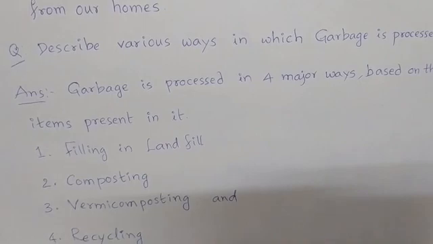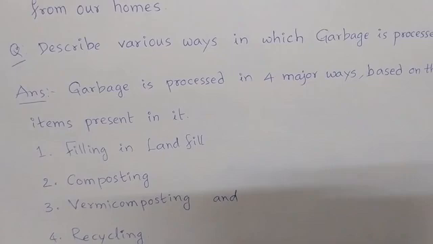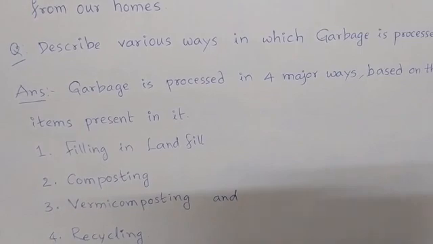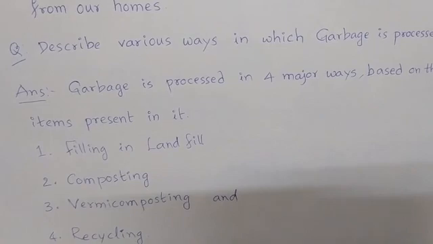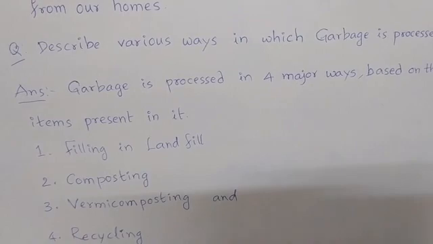Number one, filling in landfill. Number two, composting. Number three, vermicomposting. And four, recycling. So, garbage is processed in four major ways based on the items present in it. Filling in landfill, composting, vermicomposting, and recycling. These are the four major ways by which garbage is processed.